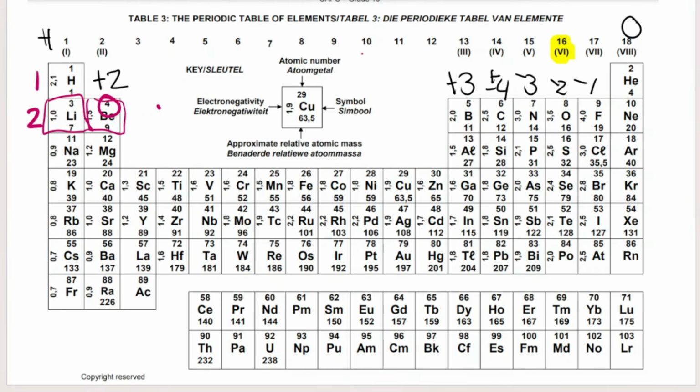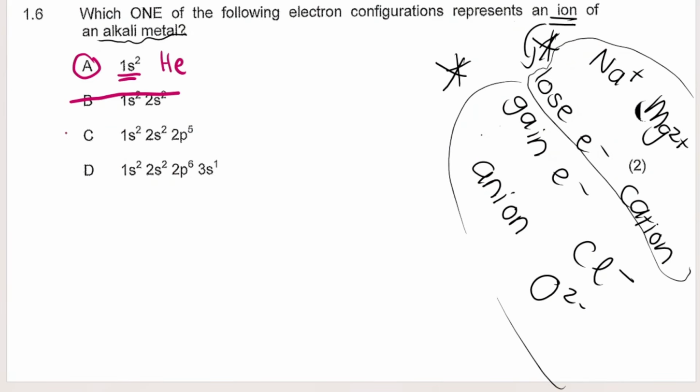C is 1s2, 2s2, and 2p5. Okay, so 1s2 would be helium. 2s2 would be beryllium, and then 2p5. This would be 2p1, 2p2, 2p3, 2p4, and 2p5. So we're talking about fluorine. Again, that is not an ion of my alkali metals. So definitely not that one.